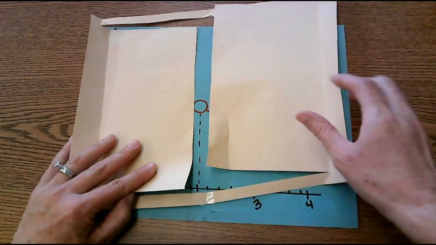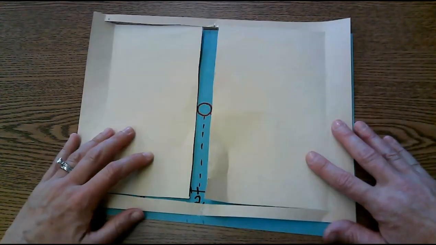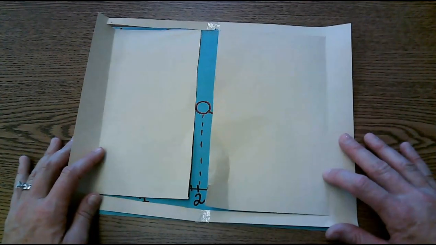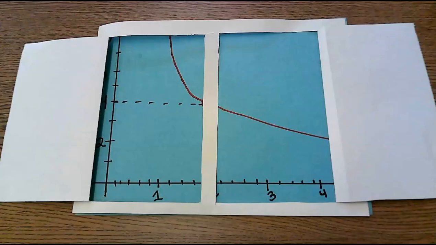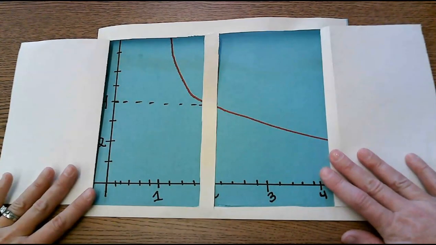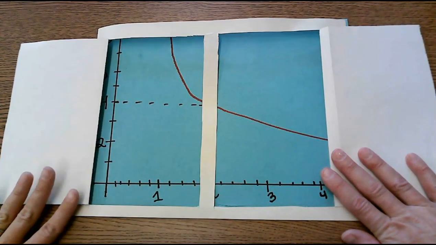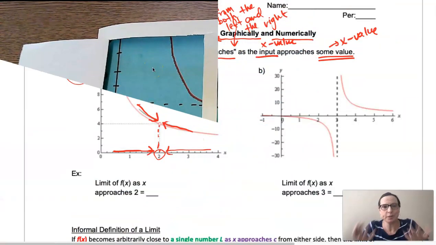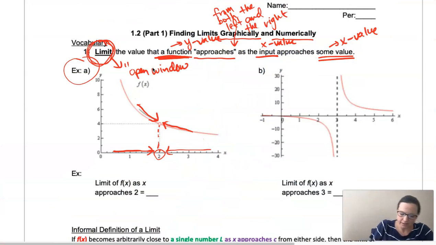So we can't see that even though the function doesn't exist at 2, the left side and the right side were wanting to approach 4 as x approached 2. So our open window with the window pane is what we want to use as our limit view, or our calculus view, for finding limits graphically. So based on that open window calculus view, the limit of this function f of x as x approaches 2, as we saw, is 4.